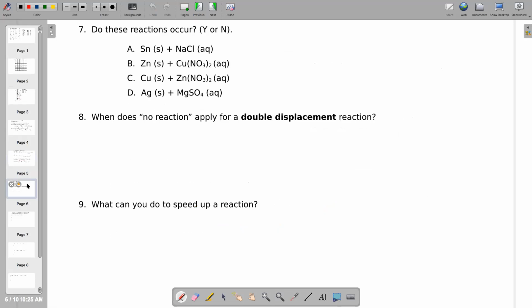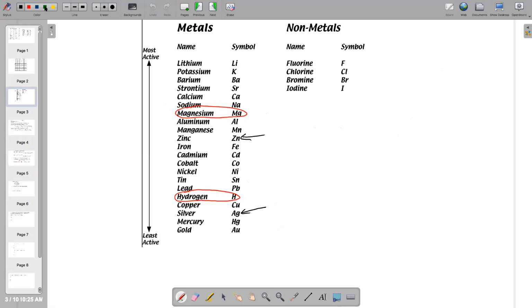All right, do these reactions occur? All you got to do is look to see, is the element by itself above the metal in the activity series? I don't know. So tin and sodium, you got to find tin and find sodium. So tin is down here and sodium's up there. So the reaction will take place if sodium is above tin. If sodium, the element by itself, is above, when sodium is the element by itself, it'll replace tin.